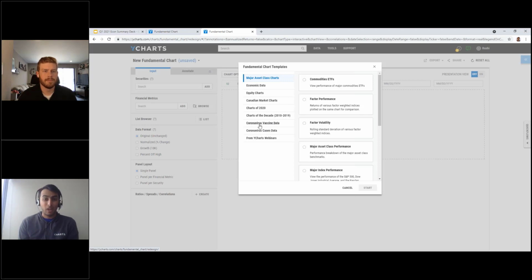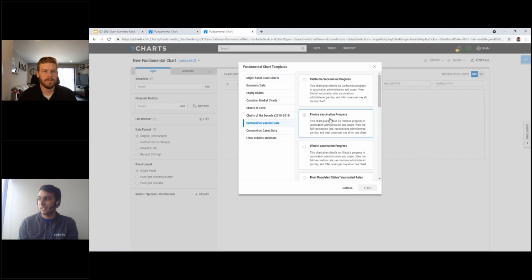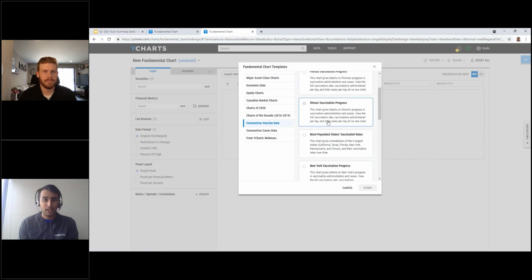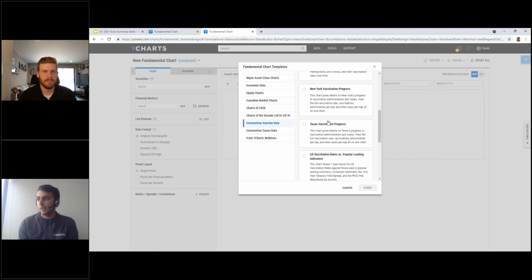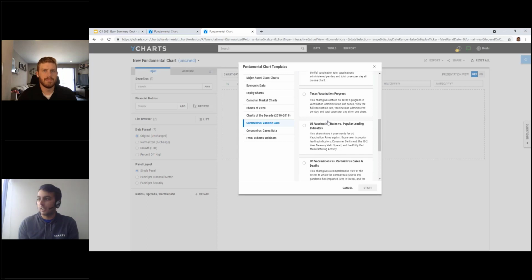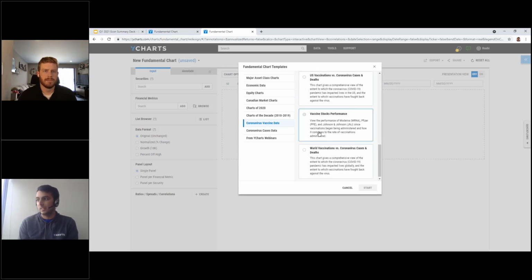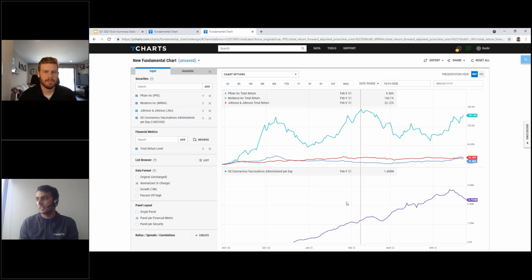So I would highly recommend clicking through this and just looking at some of the different pre-canned charts we've made. That way, again, you don't have to make these on the fly. You could just click into these and really understand what a template is showing. For example, this one is the vaccine stocks performance. So you can see those three big names that are always in the headlines. You could see their stock performance as well as the overall vaccinations administered per day, just to keep an eye on this data overall.